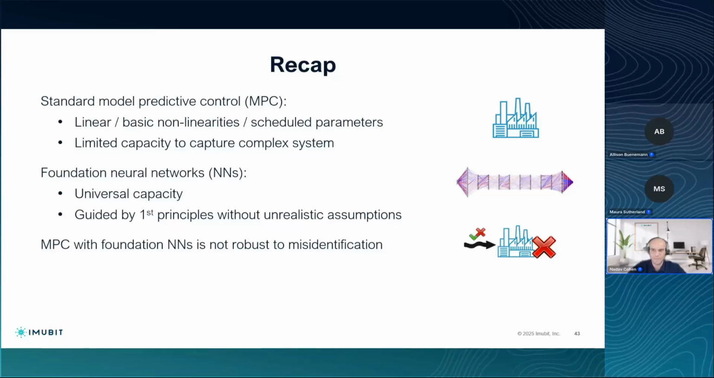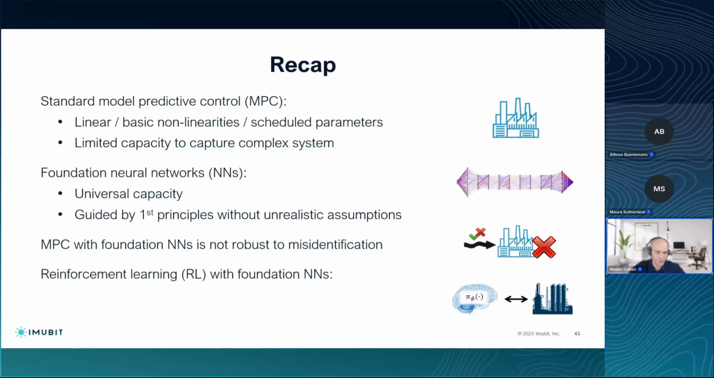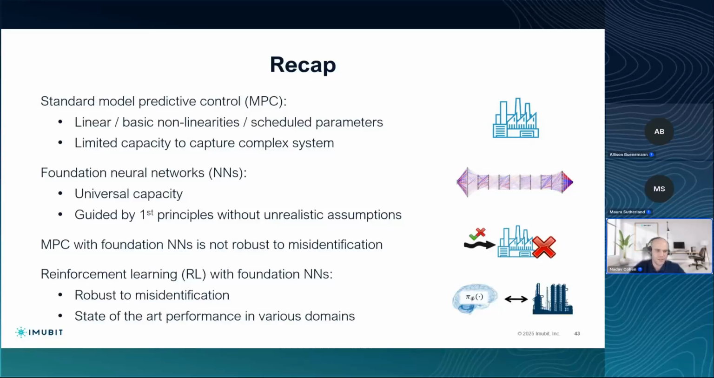I demonstrated them in the video. And reinforcement learning with foundation neural networks is robust to misidentification because of the implicit robust control gained through the experience, through the millions or tens or hundreds of millions of different scenarios. And it leads to state-of-the-art performance in various domains.